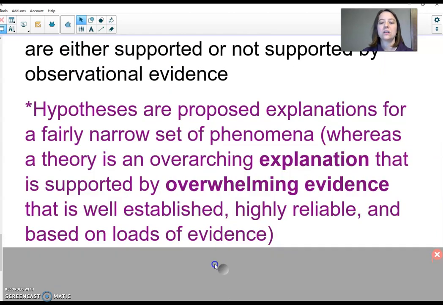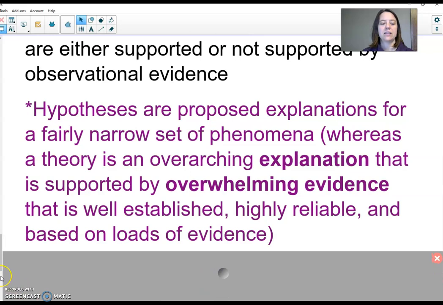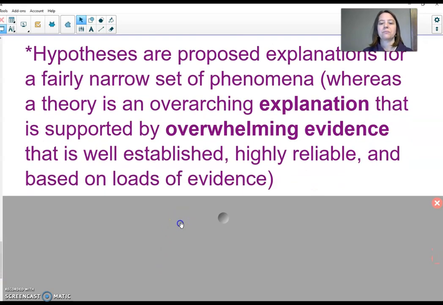So you don't need to write this down, but please do pay attention. Hypotheses are proposed explanations for a narrow set of phenomena, whereas a theory is an overarching explanation that is well supported by overwhelming evidence, and it is well established, highly reliable, and based on a lot of evidence.